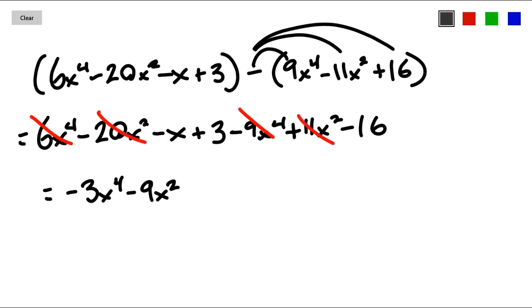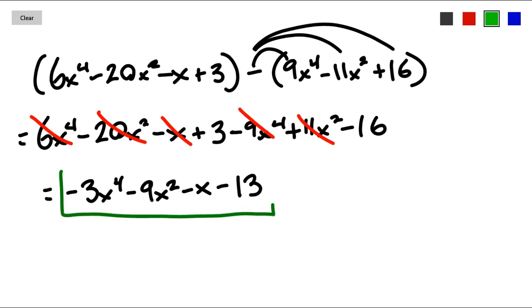And then moving on to the x terms, there's only one of them, so I just bring it down, and that's a minus x. And then last, I do the numbers, the constant terms. So I have a 3 minus 16, that gives me a minus 13. And then that'll give me the answer in standard form.